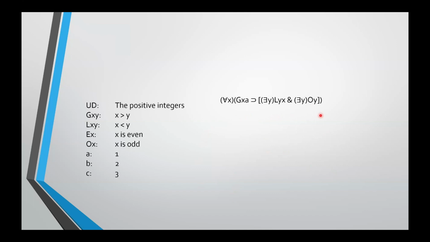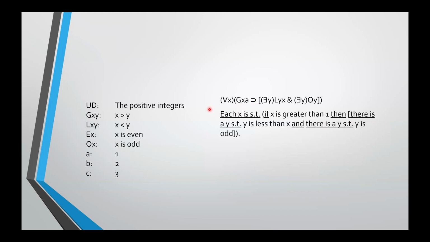Okay, let's look at this then. This is similar in some ways. So the antecedent here is x is greater than one. Here's a paraphrase. Actually, let's start with the paraphrase. So the paraphrase is, the antecedent is x is greater than one. The consequent is, there is a number that is less than x, and there is an odd number.